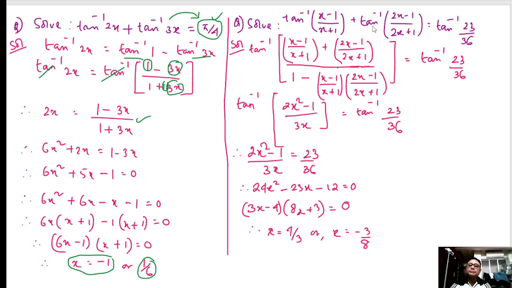Similarly this, so this is tan inverse A plus tan inverse B. So using the formula tan inverse (A plus B) by (1 minus AB), on solving this we are getting this. So tan inverse and tan cut, we get this. We solve, x is coming 4 by 3 or minus 3 by 8. This is the answer.